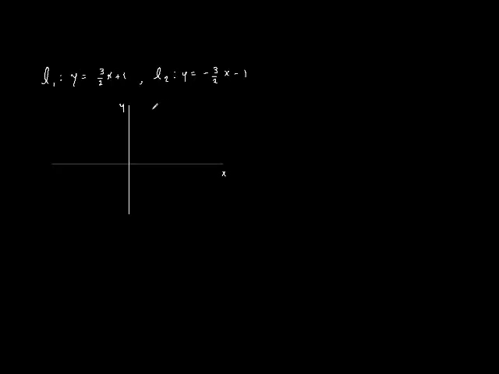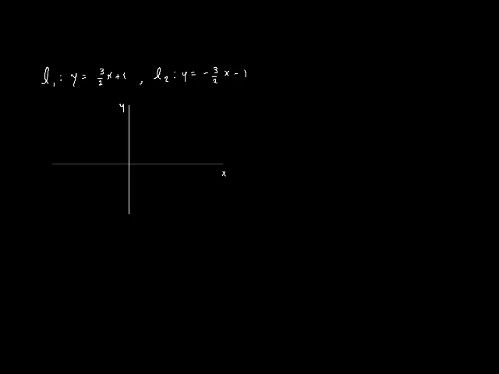Number 11 on page 317 of your Math 3000 textbook. It's asking to find the angle formed between two lines, and I've written them out over here. Line 1 is represented by the function y equals 3/2 x plus 1, and line 2 is y equals negative 3 over 2 x minus 1.